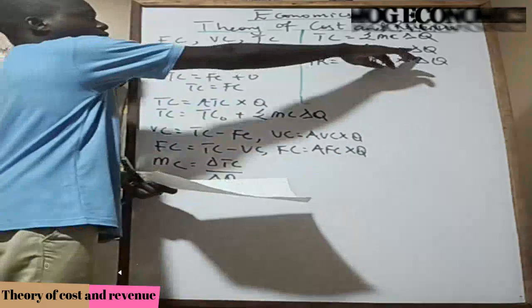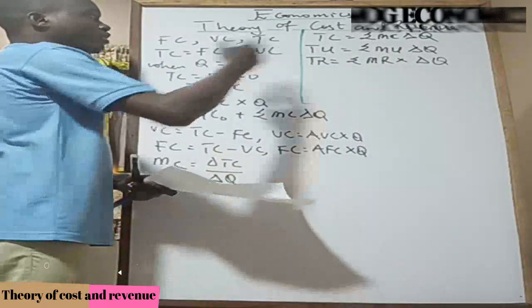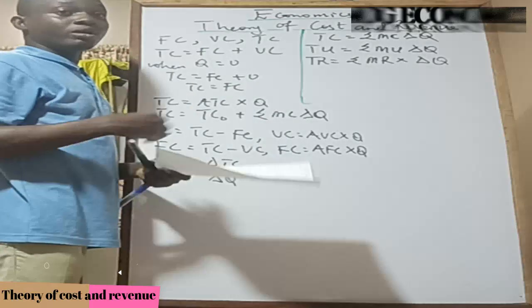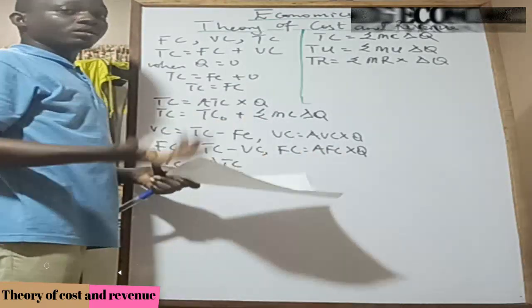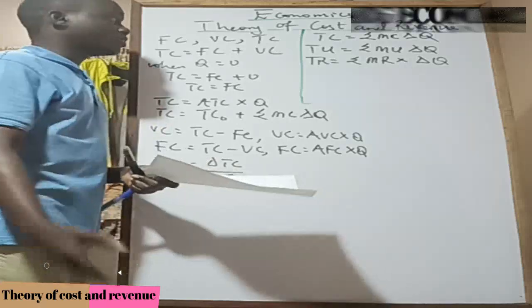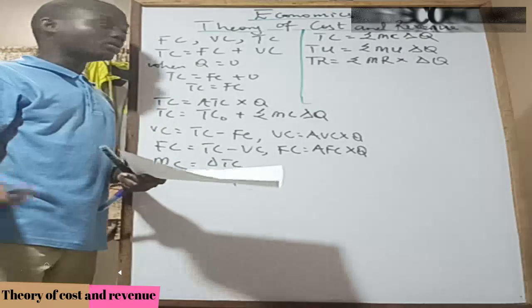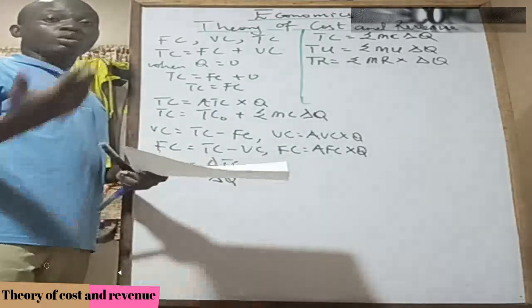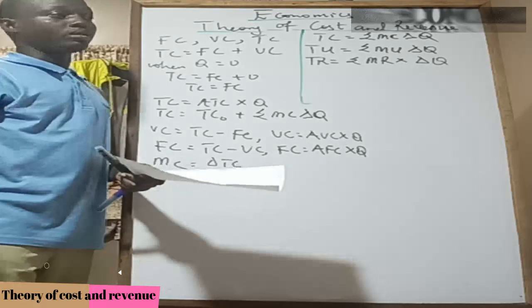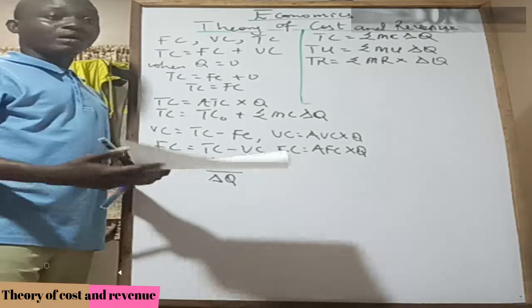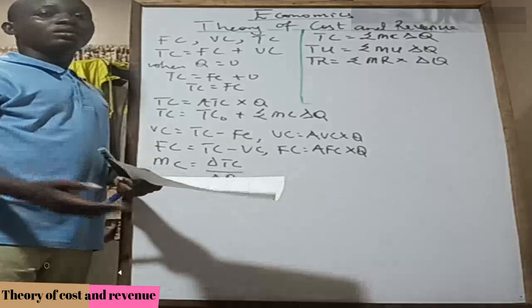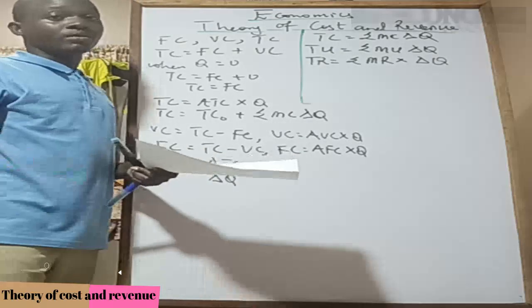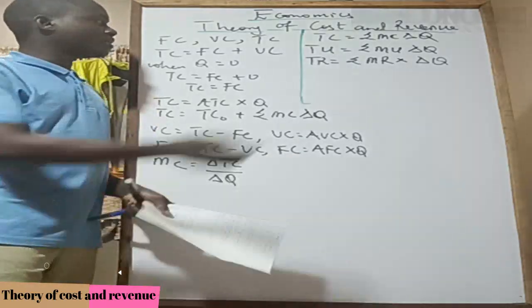So for utility, for example, when you're not consuming any unit, you can't get a total satisfaction, and there's no marginal satisfaction, so everything is zero. Now for total revenue, when you've not sold anything, you can't have any revenue. You get revenue after you've sold something. So when you've not sold anything, you don't have any marginal revenue, you don't have any total revenue, right? So in that case, all of this will work.